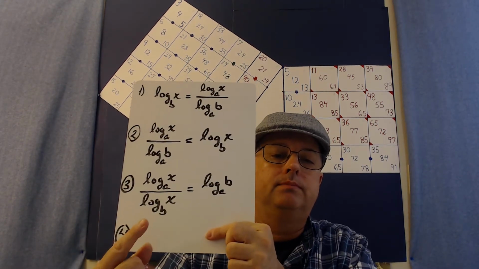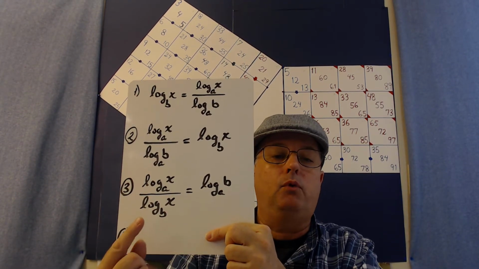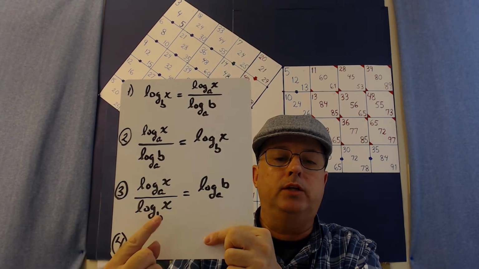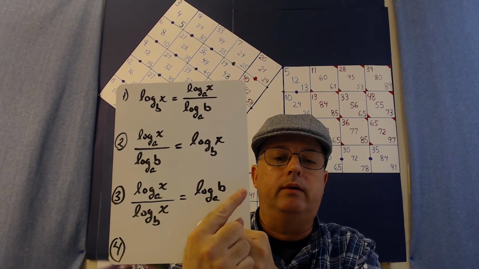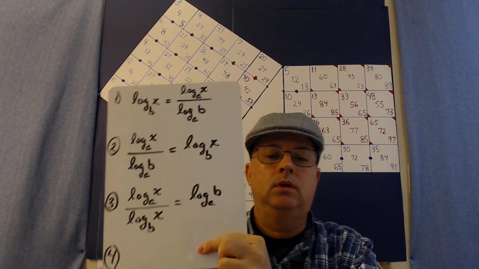Okay, and then let's do one more feature here of this change of base. So I'm going to take this log base b of x and multiply it on this side here. Okay. So that means that I have log base b of x times log base a of b is the same as log base a of x.